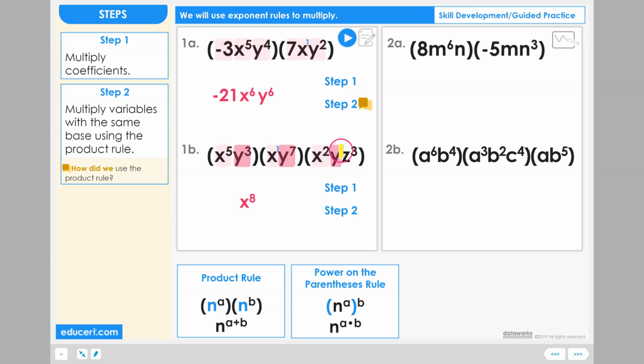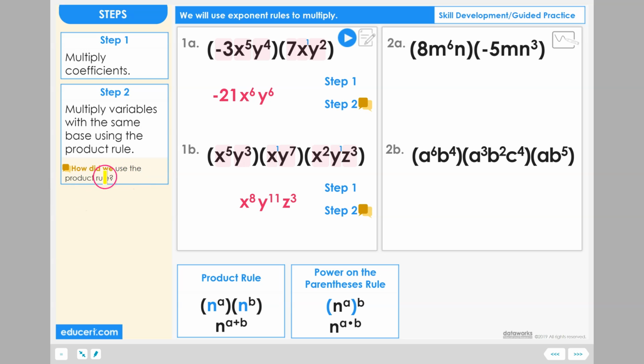The next matching variable base is y to the third power, y to the 7th power, and y to the first power. That will give us y to the 3 plus 7 plus 1, which equals 11, y to the 11th power. And the final base is the variable z, and there are no other matching bases, so the final part of our multiplication is z to the third power.